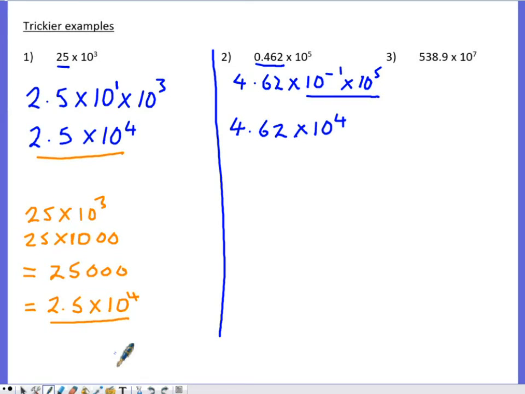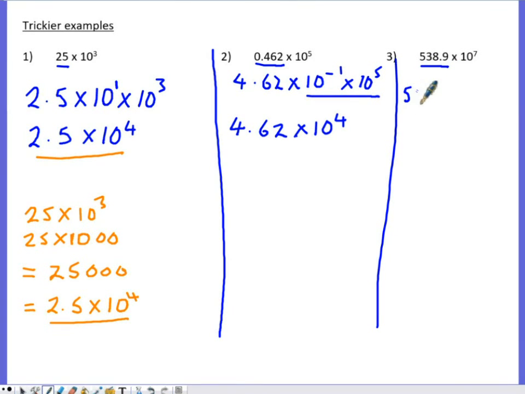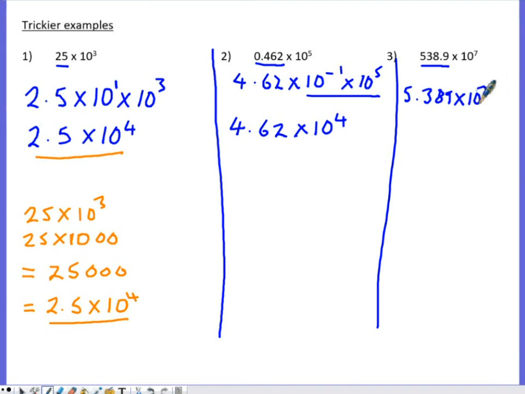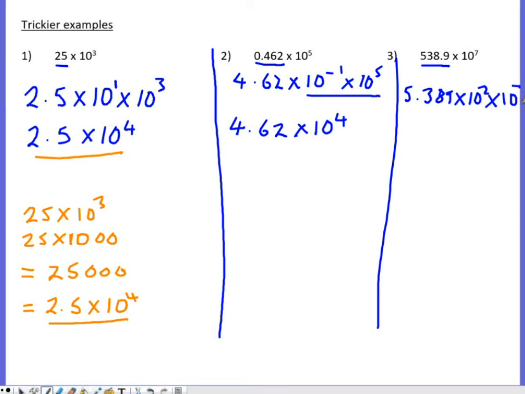Similarly, with example 3, we're going to put this into standard form first. So let's work on that. We can write that as 5.389 times 10 squared. And then we also need to times that by 10 to the power 7. And looking at our indices, add the 2 and 7 together, we get 10 to the power 9.